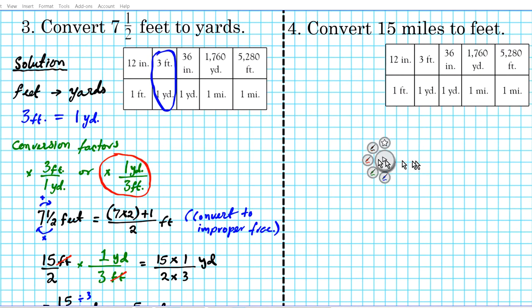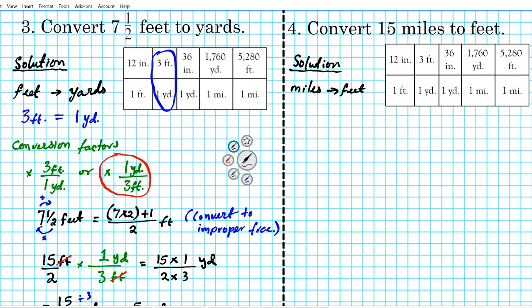Okay, let's take a look at one more example, and then we'll give you some practice problems to do. Number 4, convert 15 miles to feet. Okay, so let's take a look at that one. Converting 15 miles to feet. So we're going from miles to feet in this example. Let's look at our conversion table right here. Which column relates miles and feet? Oh, this one right here. Bam.